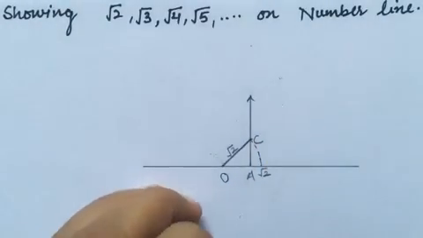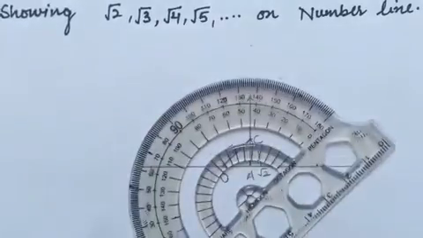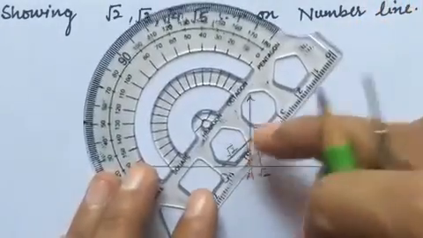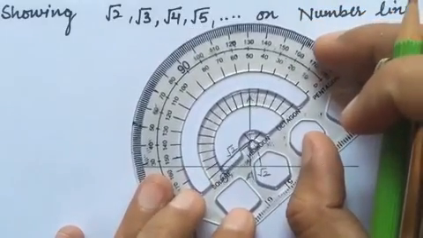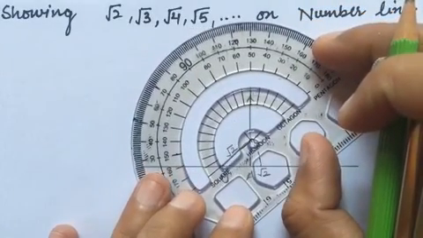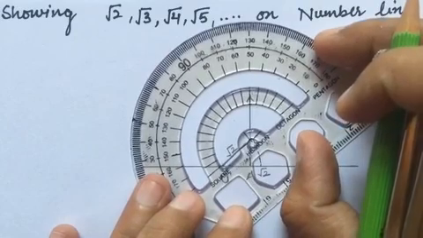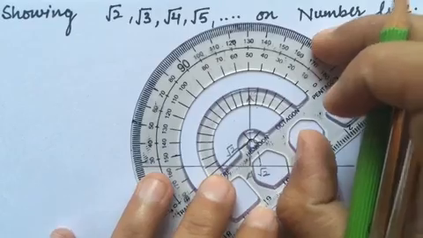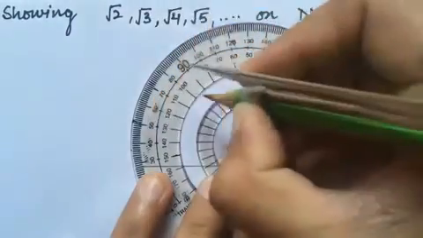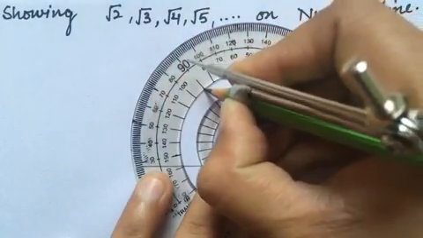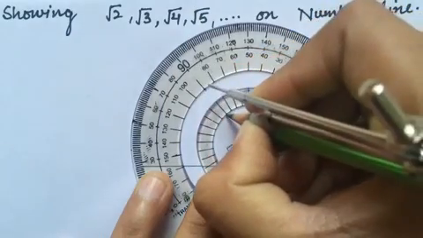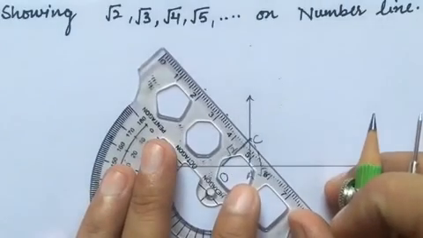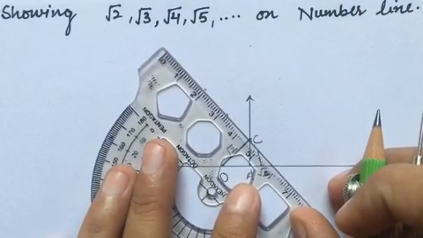Now again you have to keep your protractor on this point C, and again draw a perpendicular, a 90-degree angle. Okay, beta? This line should be straight. So again, what we got over here, I'm marking over here. Now again join this. Root 2 we have already done.